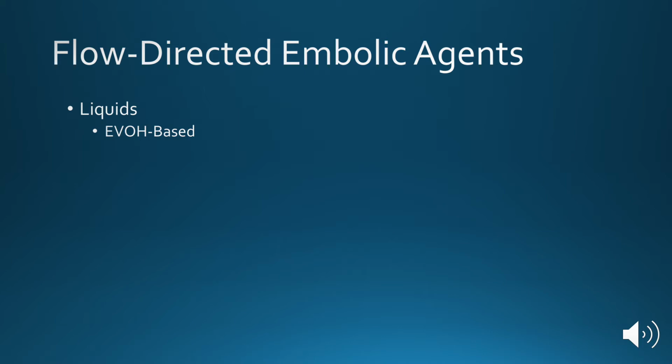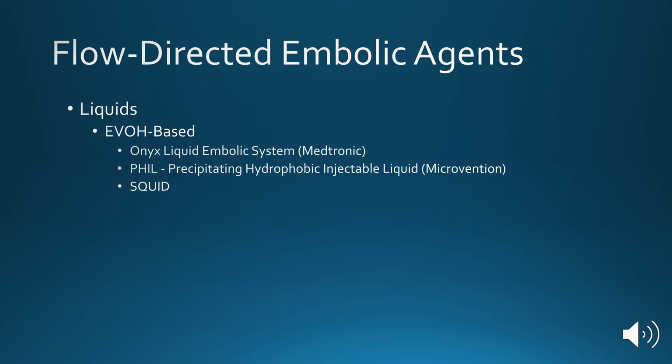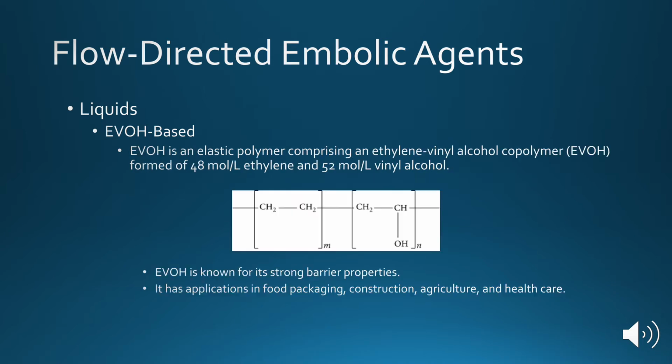A lot of the recent work in liquid embolic agents revolves around EVOH-based agents. And there are 3 agents now that are available for use. The first is the Onyx liquid embolic system. The second is PHIL, or precipitating hydrophobic injectable liquid. And the third is Squid.